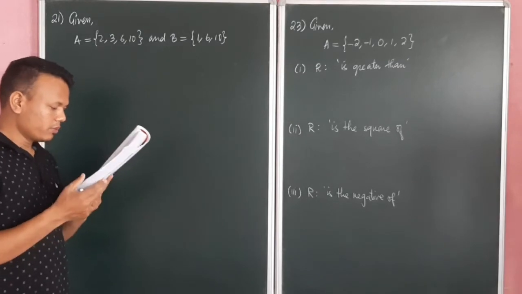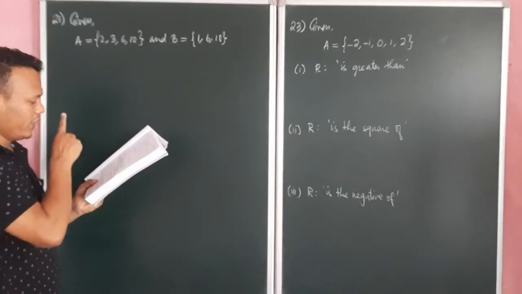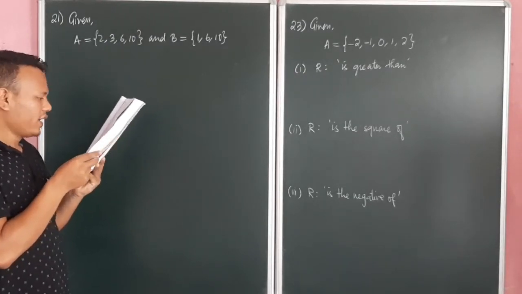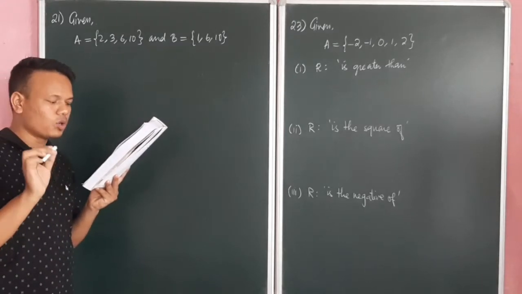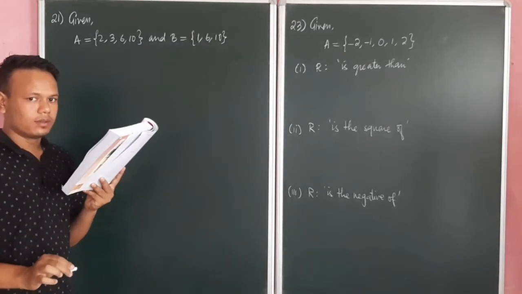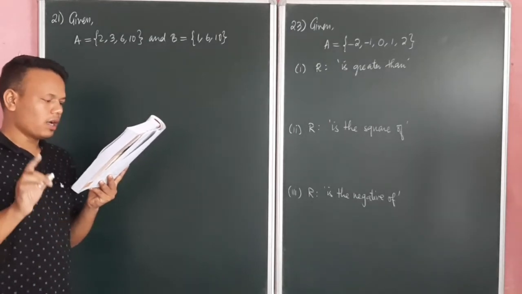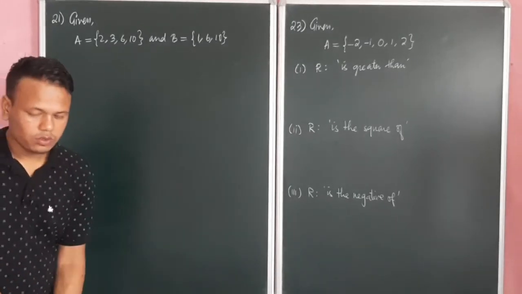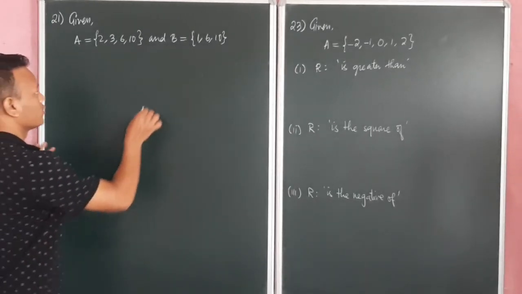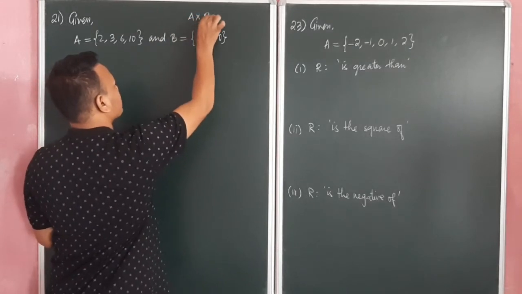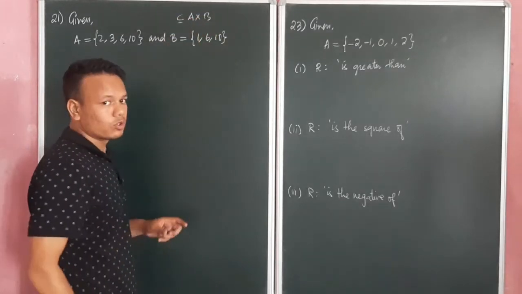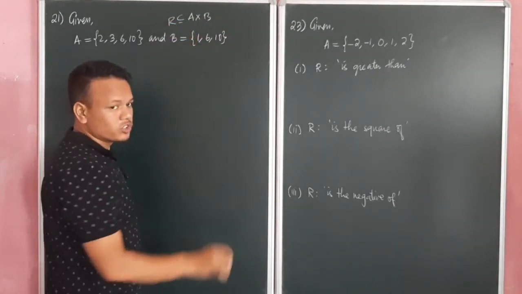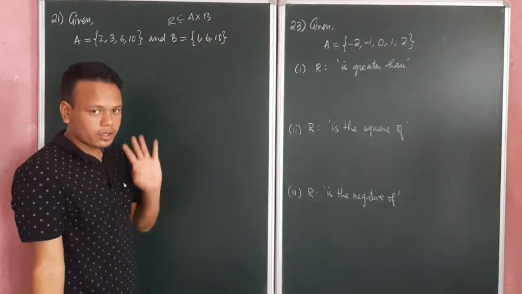Alright, now let me take question number 21. So 21 says, if A and B, these are the sets, find the elements of the subset of A cross B corresponding to the relation R is less than. Okay, so basically here you have to find the subset of A cross B. And what do we call the subset of A cross B? We call it the relation, isn't it? So R, the relation, is a subset of A cross B.